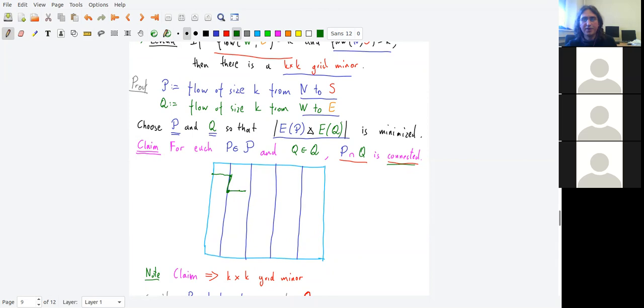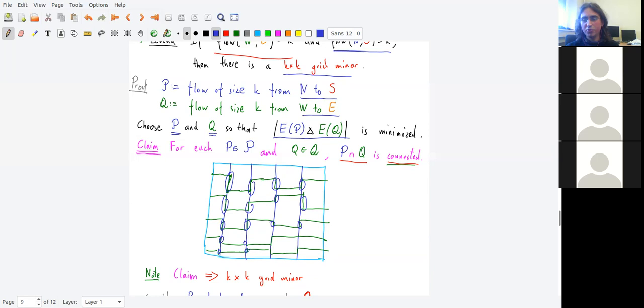Maybe then it travels to the second column. Once it leaves the second column, it cannot go back, and so on. So the first row must look like that. Then the second row must look similarly like that. The intersections with consecutive columns, because of being connected, must be really consecutive. So if I now draw all the rows, I can make the paths being the intersections into branches of my grid minor, and now connect them using the remainder of the paths from P and from Q into a grid minor. So you see that if I prove this claim, then I have a nice clean grid minor construction.